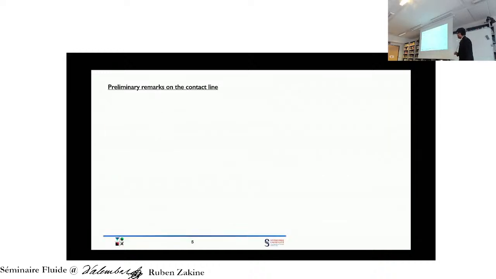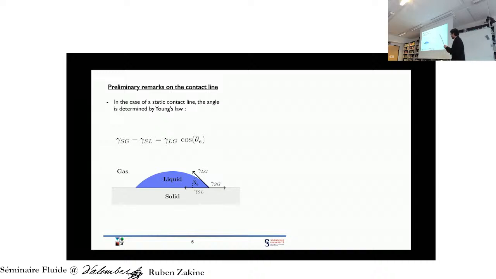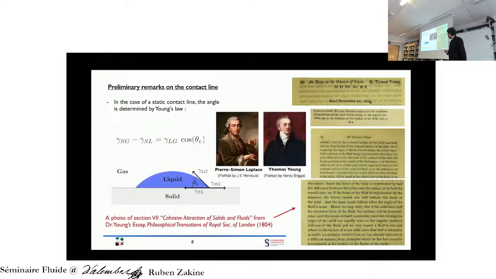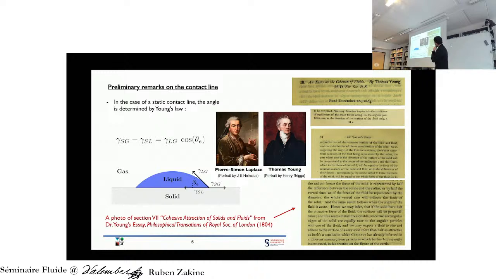Let's have some preliminary remarks on the contact line. In the case of a static contact line, we know that it is well understood in terms of the famous Young's law, where θ_E is the equilibrium contact angle, and this law can be derived from an energetic balance. Here I have some screenshots of the original paper of Thomas Young from 1804, and in this paper this equation doesn't appear, but from the essay of Dr. Young you can conclude how this law is derived.